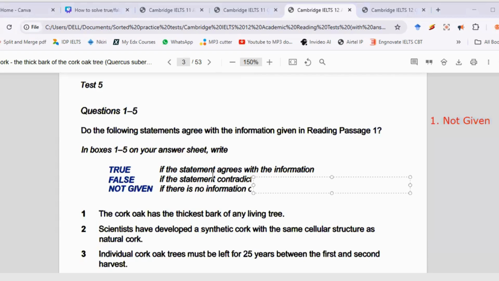Number two says that scientists have developed a synthetic cork with the same cellular structure as natural cork. Scientists have developed a synthetic cork. I'm smiling here because somebody just wrote something now.